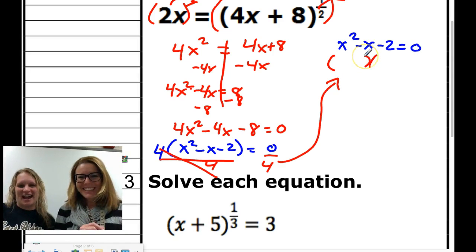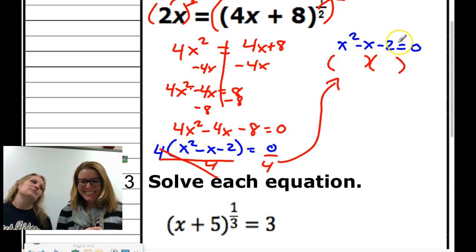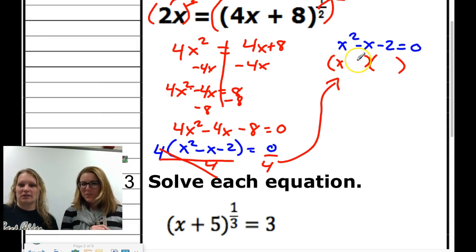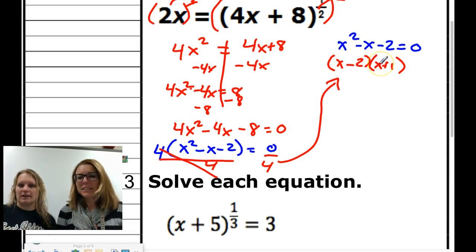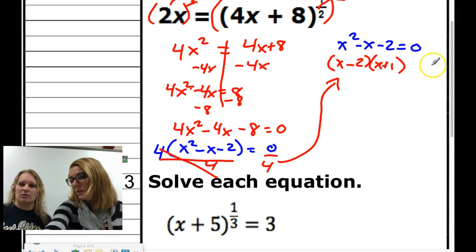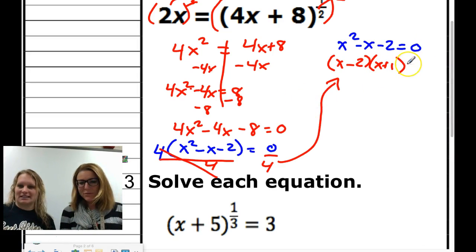So now let's factor this. Are there any numbers that multiply together to give us -2 but add to give us -1? We need a -2 and a positive 1. Great. So now we set those both equal to 0.